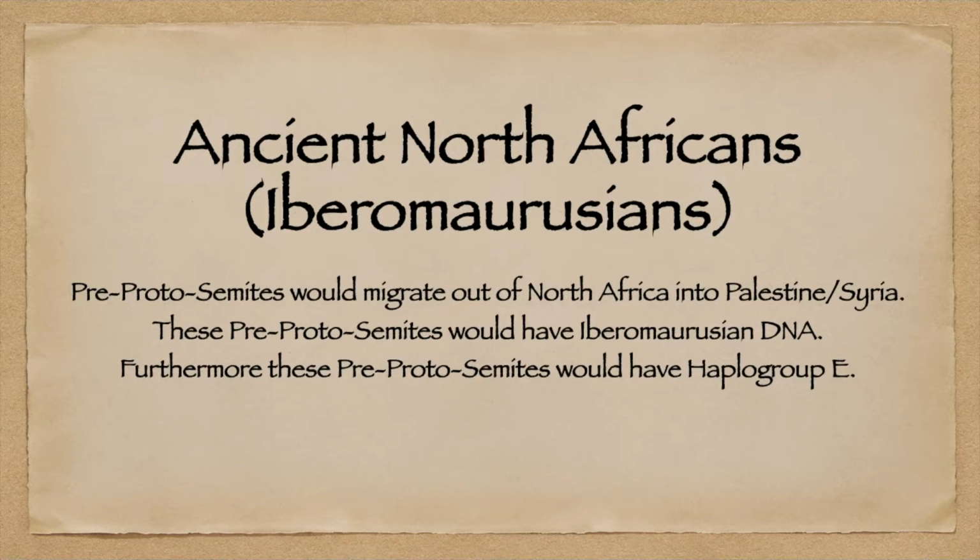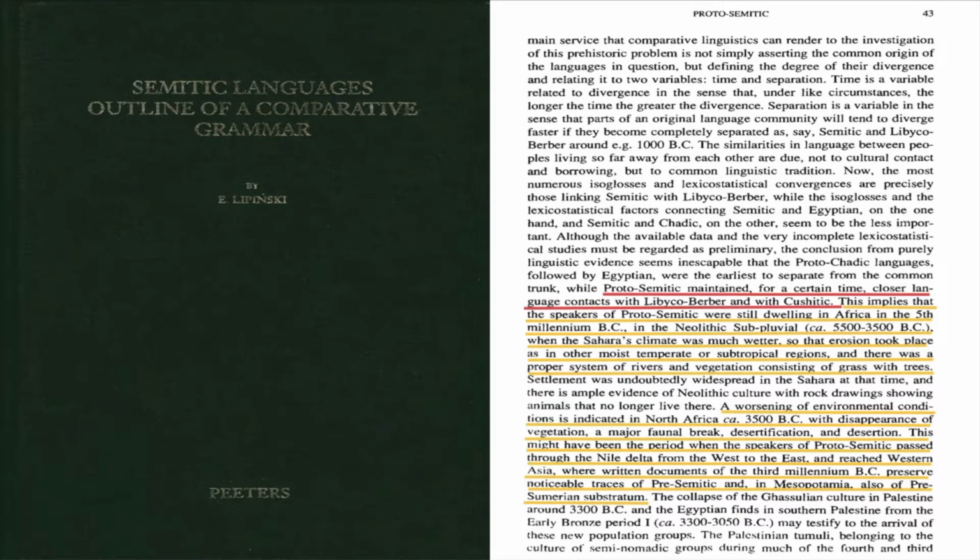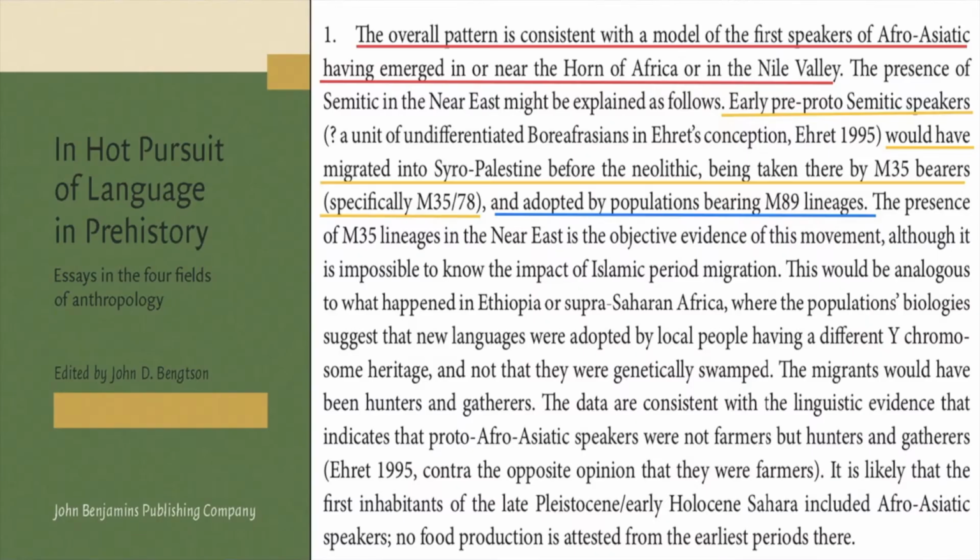So pre-Proto-Semites would migrate out of North Africa into Syria, Palestine. These pre-Proto-Semites would have had Ibero-Maurusian DNA. Furthermore, these pre-Proto-Semites would have had haplogroup E. As we just read from Semitic Languages: Outline of a Comparative Grammar by E. Lipinski, this implies that the speakers of Proto-Semitic were dwelling in Africa in the 5th millennium BCE, in the Neolithic subpluvial, circa 5,500 through 3,500 BCE, when the Sahara's climate was much wetter, so that erosion took place, as in other moist, temperate, or subtropical regions, and there was a popular system of rivers and vegetation consisting of grass with trees.